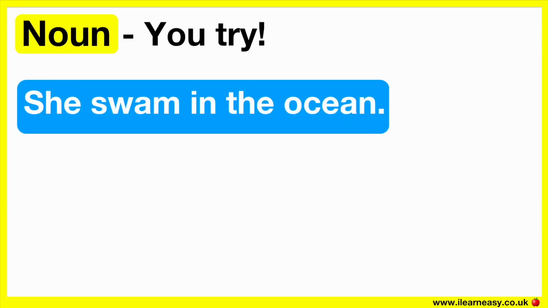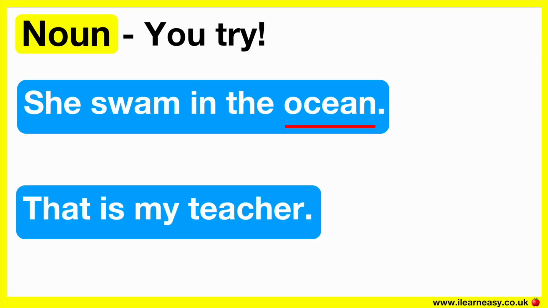She swam in the ocean. The noun in this sentence is ocean. That is my teacher. The noun in this sentence is teacher because it's the name used to refer to a person. Remember that this is a common noun because it's the name of a general person and doesn't begin with a capital letter.